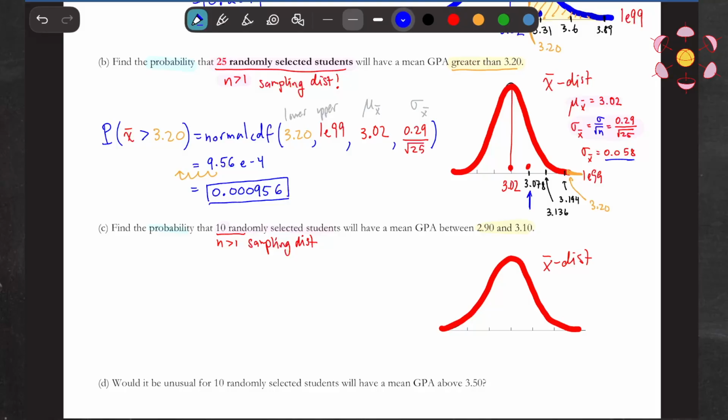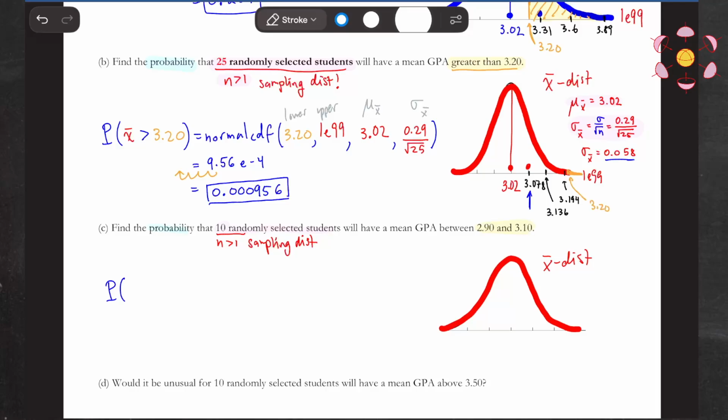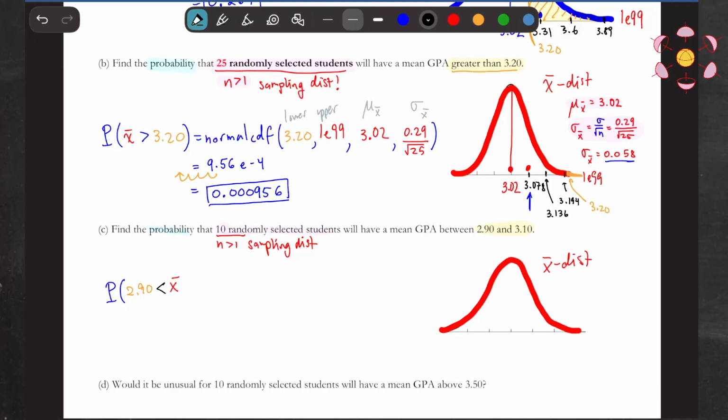All right, well, let's go through this a little quicker. So probability of x bar. Oh, sorry, I shouldn't have written it like that. Since it says between 2.9, that's our lower. So 2.90 is our lower. We want our x bar to be between that and 3.10. That's our upper. So our notation will reflect that. Normal CDF, lower, upper.